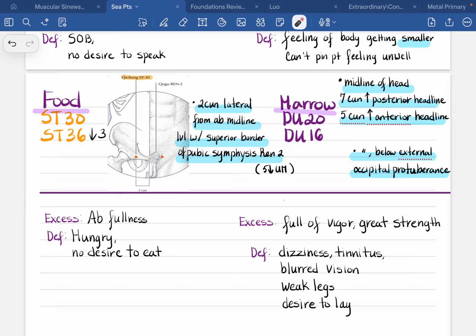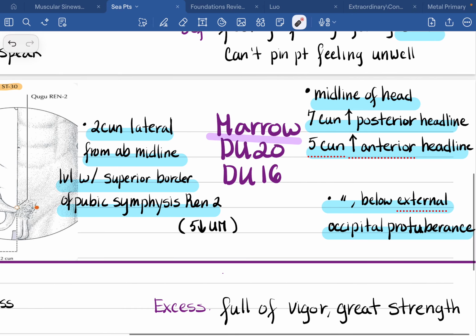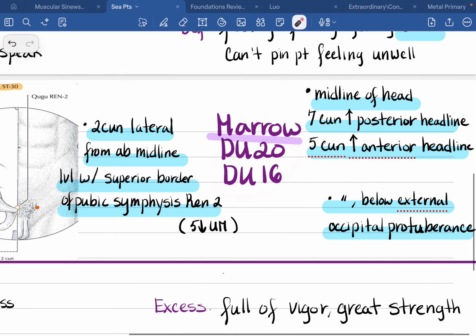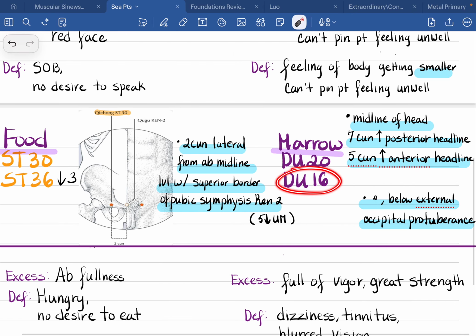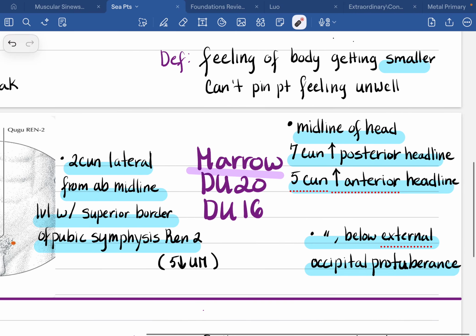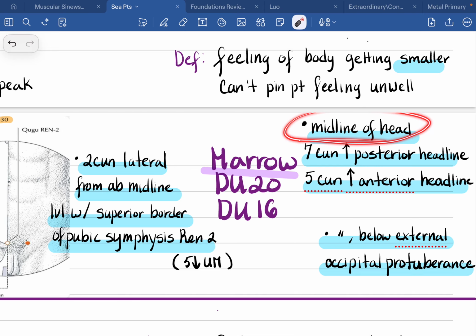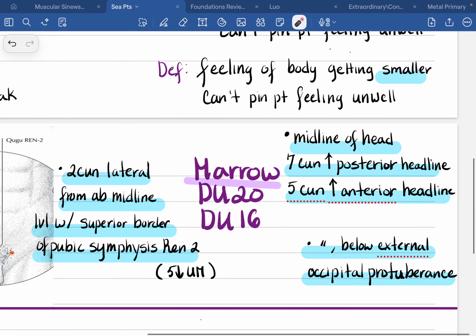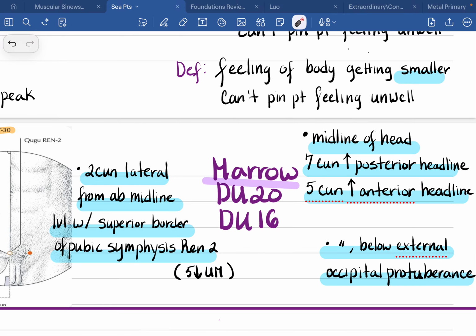And then we have marrow. No surprise, marrow has some associations, of course, with Du. So that's why we have Du 16 and Du 20. We know that Du 20 is in the midline of the head, right? The middle of the head. So there are 2 ways to measure this. From the back of the head, it's 4 soon up from the posterior hairline. And then from the front, it's 5 soon up from the anterior hairline.